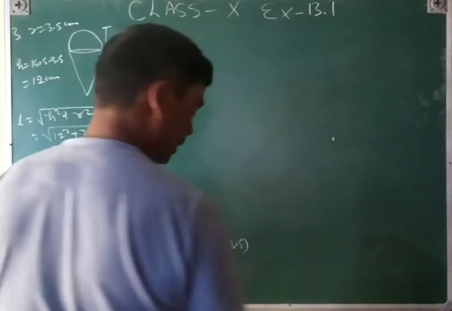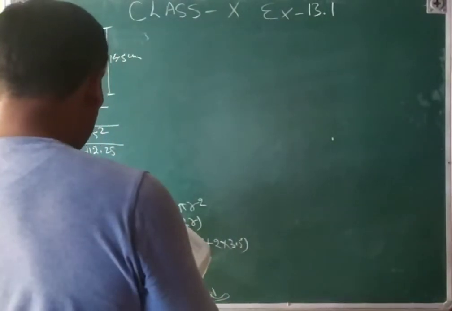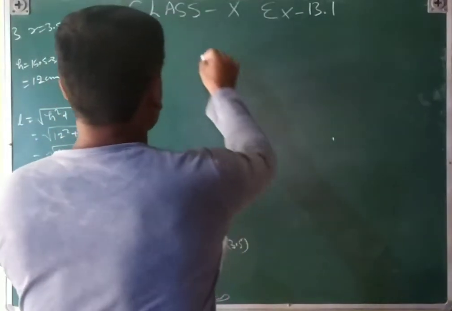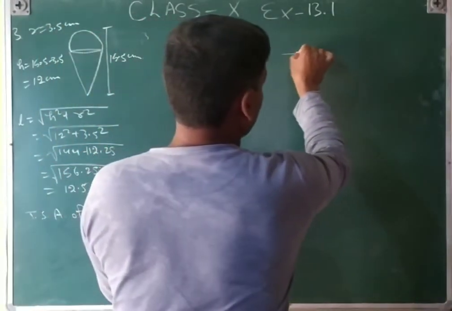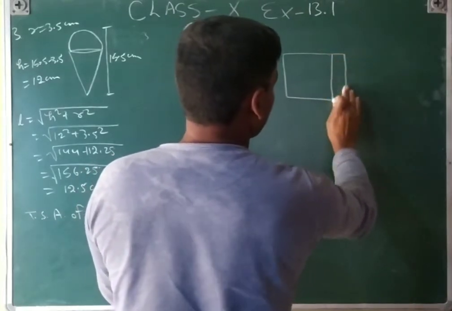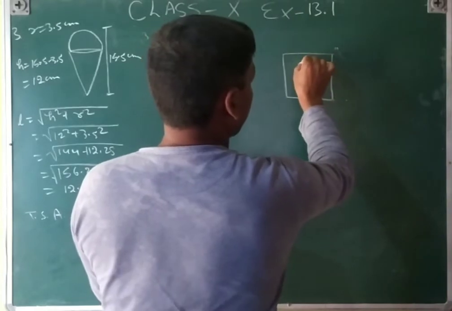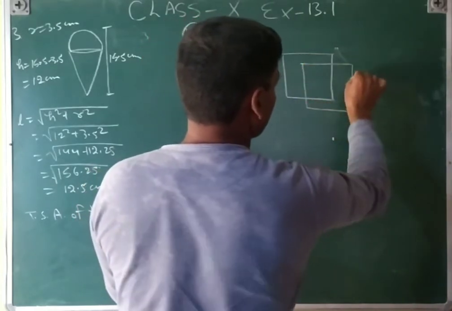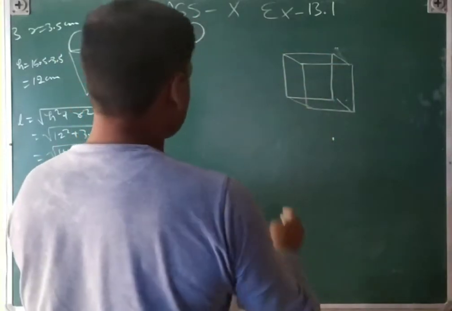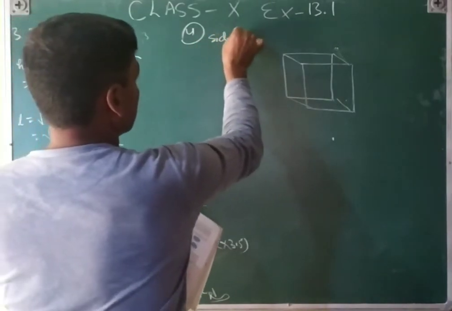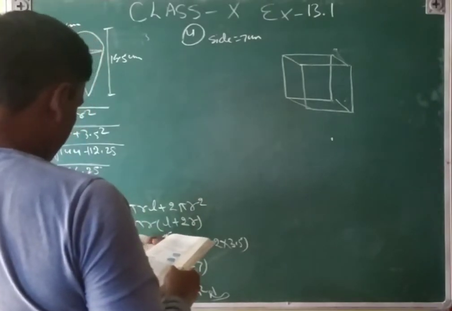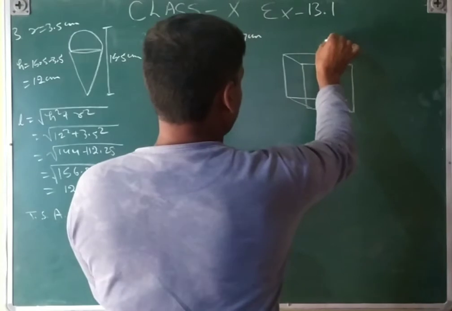And then question number 4: a cubical block of side 7 centimeter surmounted by a hemisphere. First of all we will draw a cube. Cube means you know that all sides are equal. That is a cubical block, and the side is equal to 7 centimeter. Surmounted by a hemisphere, so that will be a hemisphere.